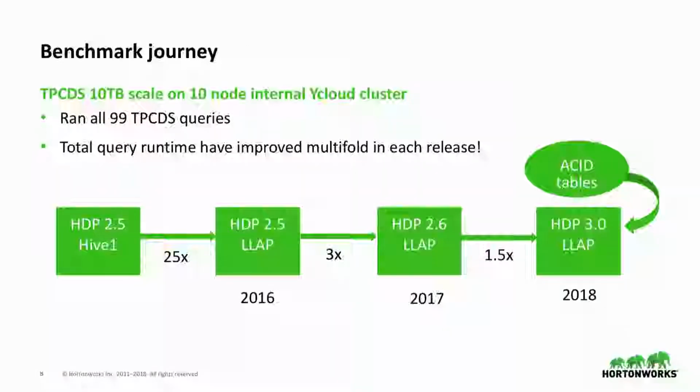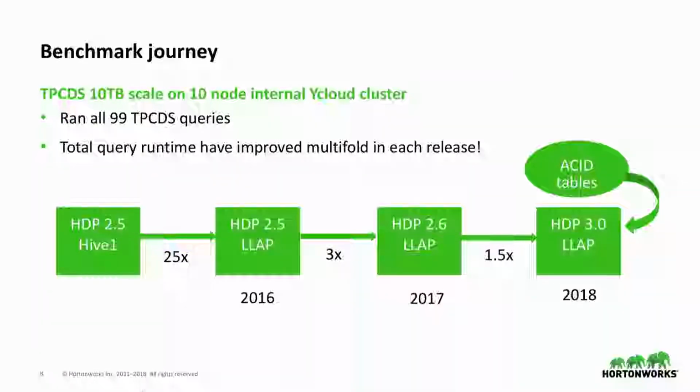So a little bit about our benchmark journey. We started the TPC-DS benchmarks a couple of years ago. With HDP 2.5, we compared 2.5 Hive 1 to HDP 2.5 LLAP. At that point, LLAP was a tech preview, and we saw a 25x difference in runtimes with the TPC-DS 10 TB. Next, this was in 2017, we ran HDP 2.6 LLAP, comparing it to the previous version. We saw a 3x performance difference.